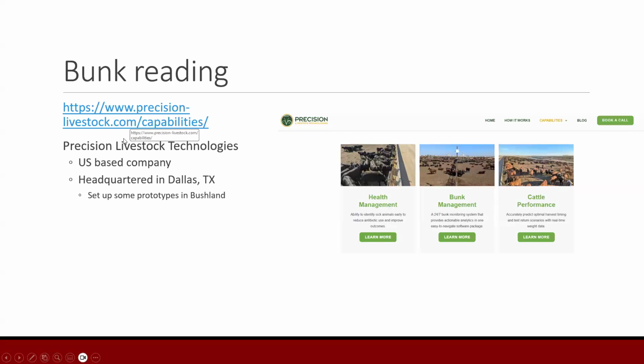So here's another example. This Precision Livestock company out of Dallas actually came out and installed some of these prototype cameras at Bushland. They have these cameras mounted on poles, one over the water trough, one looking at the pen, and one just looking at the bunk. Since it's stationary, not moving pen to pen, at all times it'll give a good reading on bunk scoring, how much feed's left. It'll give a good estimate of cattle activity. Do you have an animal that hasn't been to the bunk in a long time? Maybe we need to get somebody out there to investigate. Maybe they're sick, or if they're not drinking, maybe we need to get somebody out there to investigate.